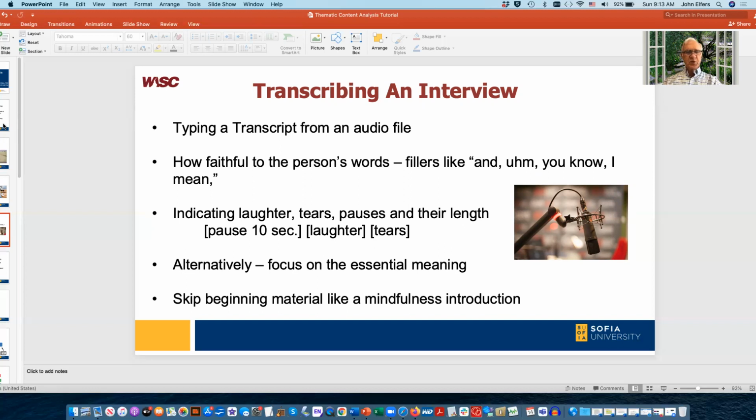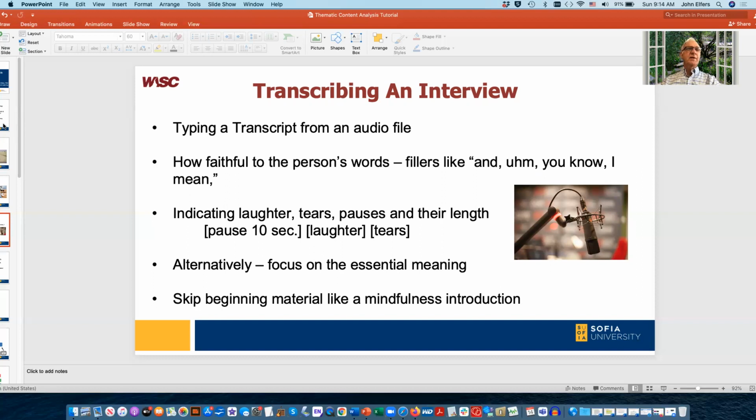This is a decision you should make ahead of time, whether or not to include these. However, if you've conducted the interview, if you listen to the recording, that's why transcribing yourself can be key. You're listening to the recording and recalling where there was laughter, tears, pauses. So you can see here on the slide that pauses are indicated in brackets, often with the length of the pause, whether there's laughter or tears, all those are inserted in the transcript in brackets.